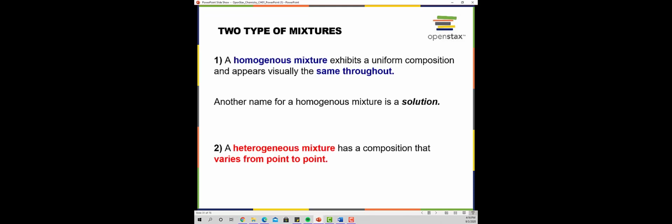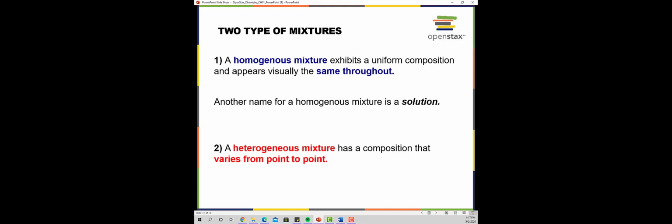So there are two types of mixtures, homogeneous mixtures and heterogeneous mixtures, just like there are two types of pure substances, elements and compounds. So a homogeneous mixture is one that has a uniform composition throughout. One way to think about this is it's the difference between drinking a cup of Kool-Aid where you take water and you take the powdered Kool-Aid mix and you pour it into the water, and as you mix it up you have a drink, or maybe you made chocolate milk, or maybe you made a cup of tea.